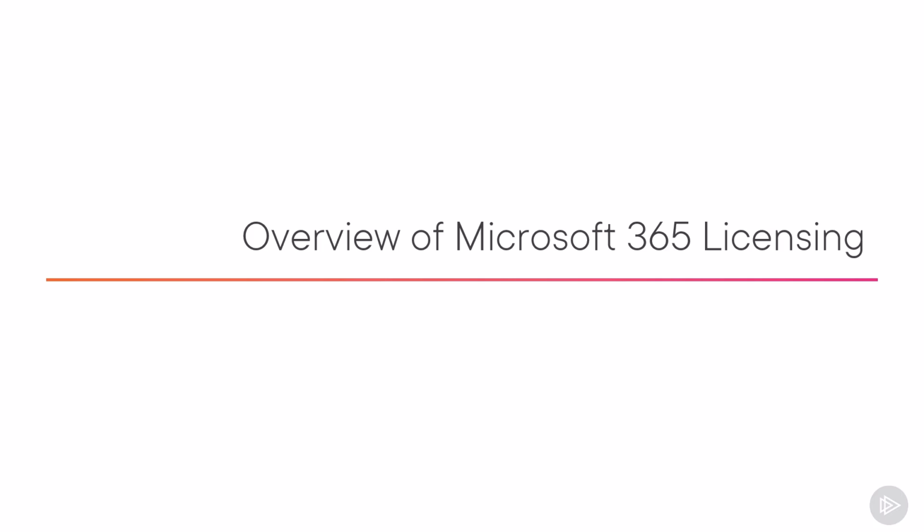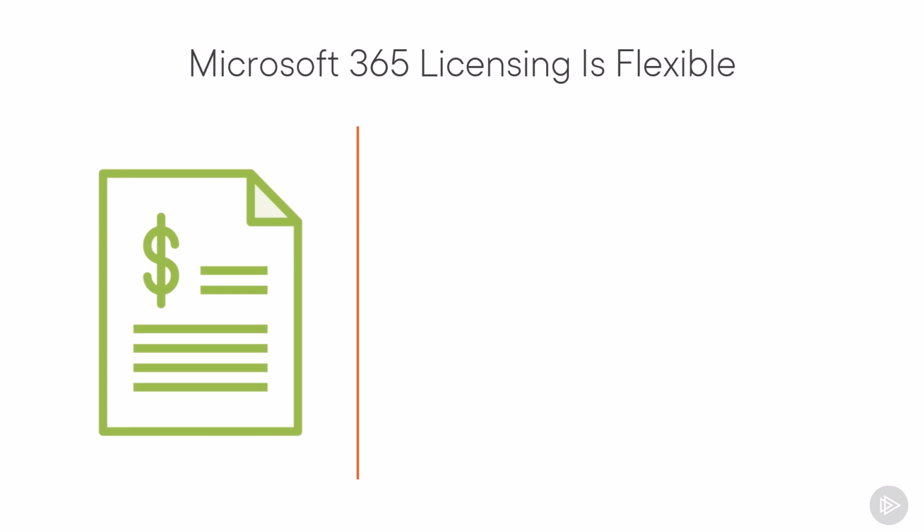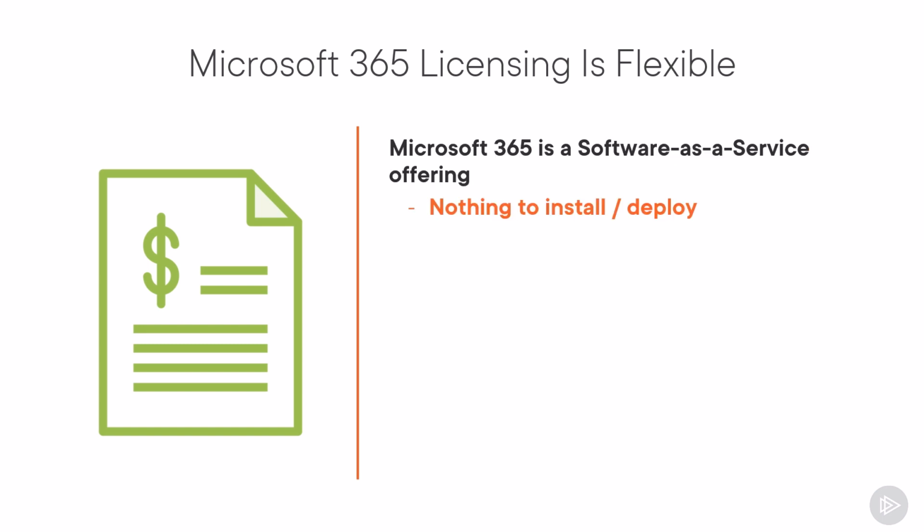Now that we know the different Microsoft Cloud services, let's do a quick overview of Microsoft 365 licensing. One of the benefits of Microsoft 365 licensing is really its flexibility, as Microsoft 365 is a software as a service offering, meaning there is nothing to install or deploy to start using it. You simply buy the license, assign it to the user, and they can be productive right away.